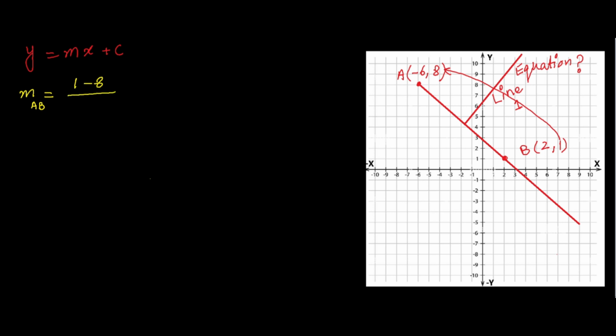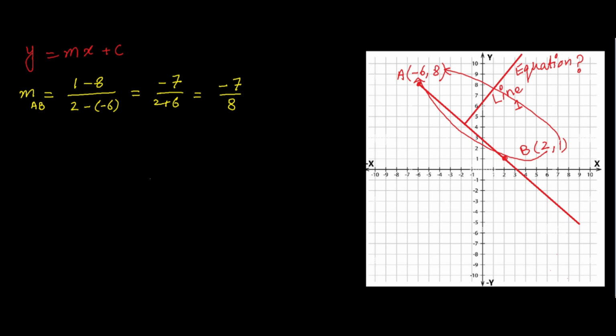over x2 minus x1, 2 minus minus 6. So 1 minus 8 is minus 7. And 2 minus minus 6 will be 2 plus 6. So the gradient of line AB will be equal to minus 7 over 8.